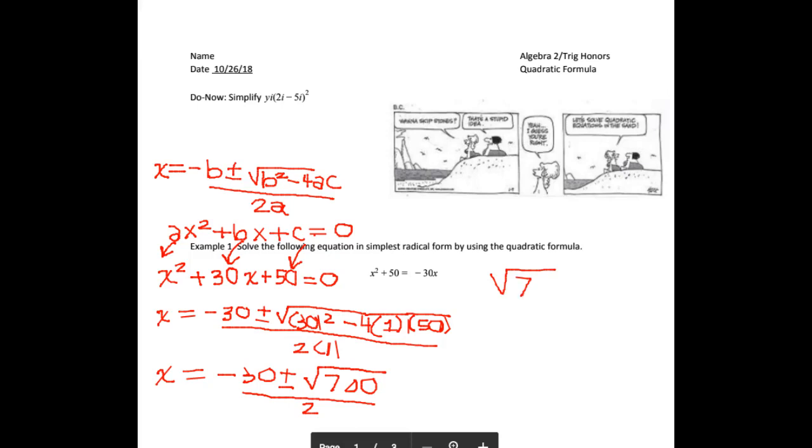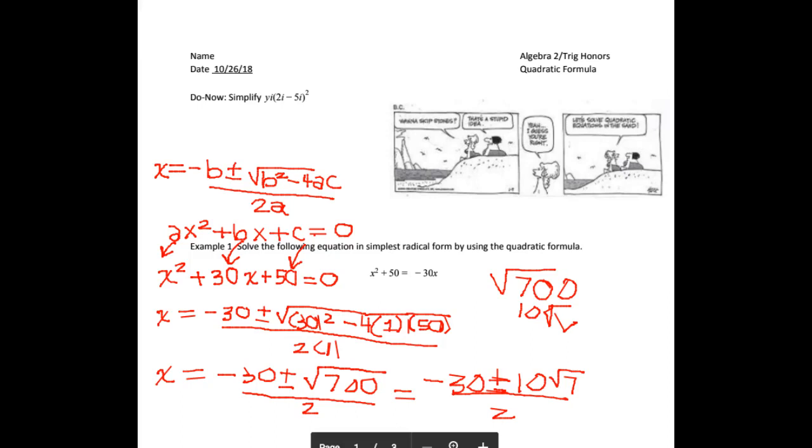So if I have 700, I like to do this on the side, otherwise it gets too messy. That breaks down into 10 times 7, so that can simplify to 10 radical 7. Oopsies, that does not look like a 7. All right, so this is going to be equal to negative 30 plus or minus 10 radical 7 over 2. So now, if they're asking for simplest form, you're going to look at this fraction.